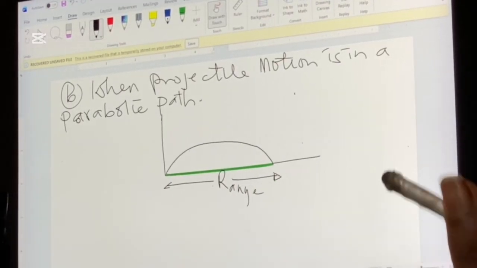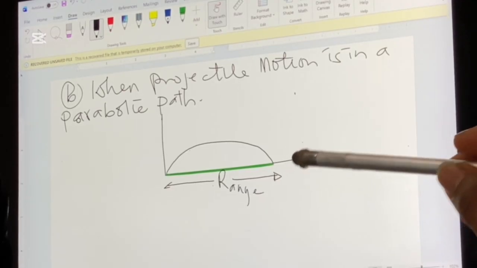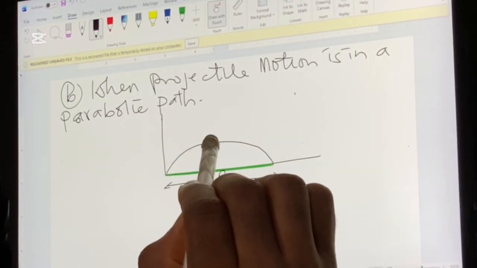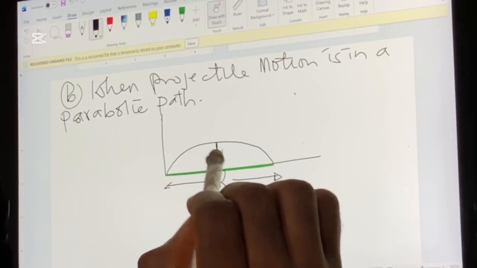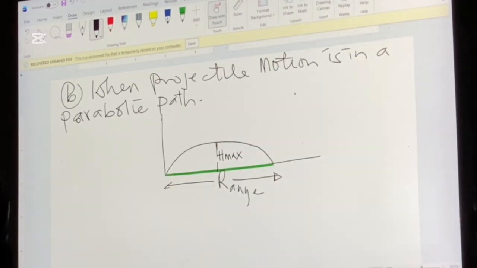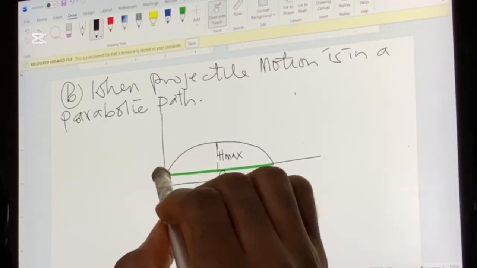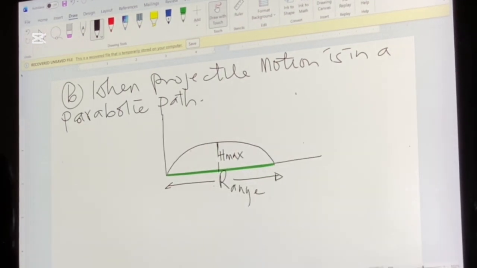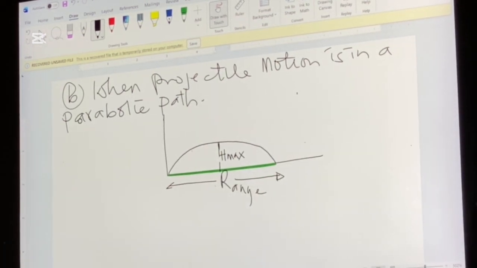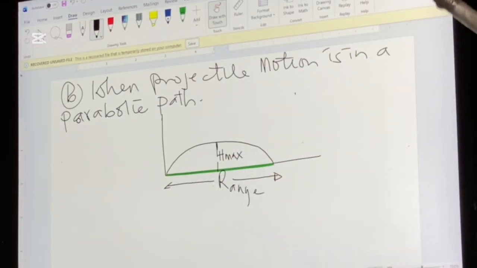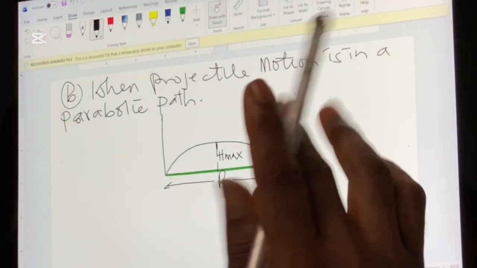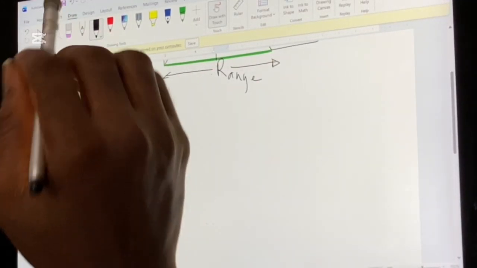Now, we are going to consider the definition of range. Along this part here, we call it maximum height, and it can be represented as H max, okay? While the time taken to cover the maximum height is called maximum time. Please take note. So now let's define these parameters in this shape and their related formulas. Let's know what is range.